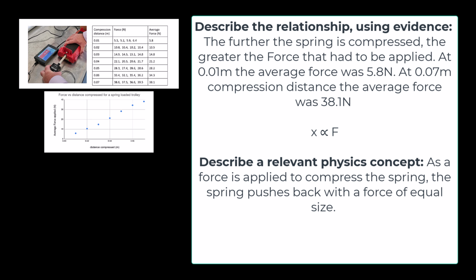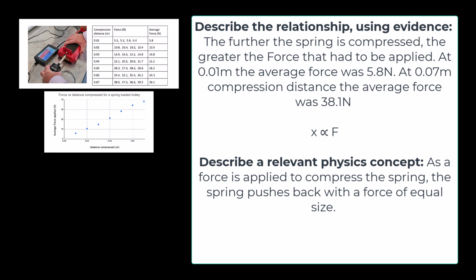What we've said here for the description is that the further the spring is compressed, the greater the force that had to be applied. So we've described the relationship. And then the using evidence part: I've pulled out that at 0.01 meters, the average force was 5.8 newtons. At 0.07 meters compression distance, the average force was 38.1 newtons. We can also mathematically show the relationship: if I use x for the compression distance, x is proportional to F. So as we increase x, we increase the force, or vice versa.